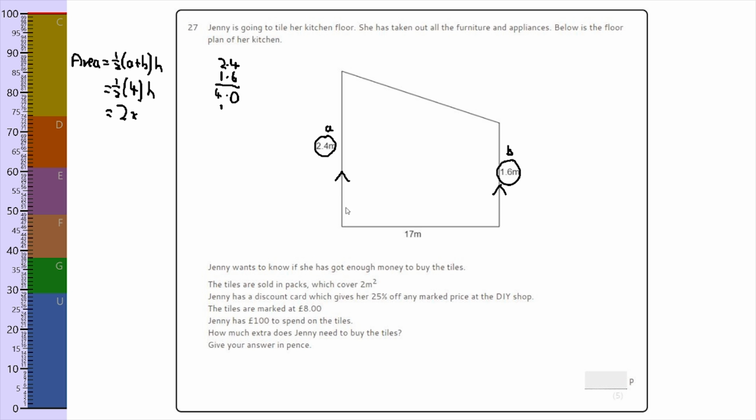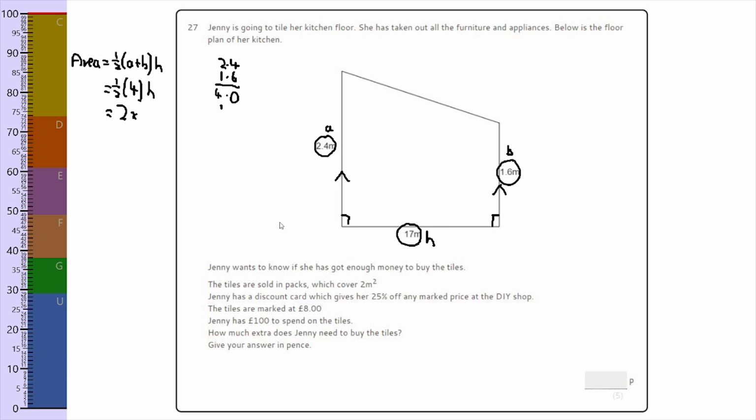Now, what's the height? Well, the height is the thing that hits A and B both at right angles. So this is the height here. Now, you might think that's unusual because normally the height is going upwards. Well, this is a trapezium on its side. So if you turn the page, if you printed this out on its side, then yes, the height would be on it.